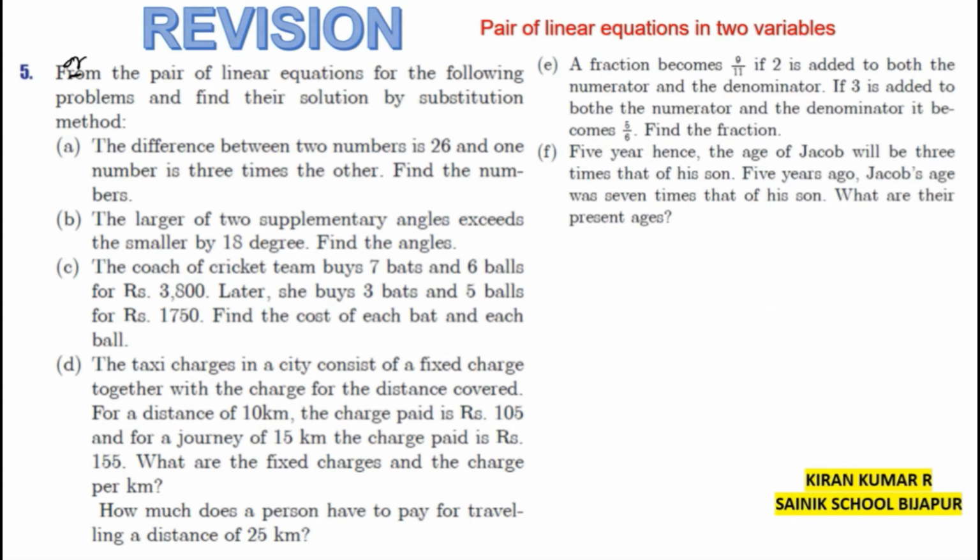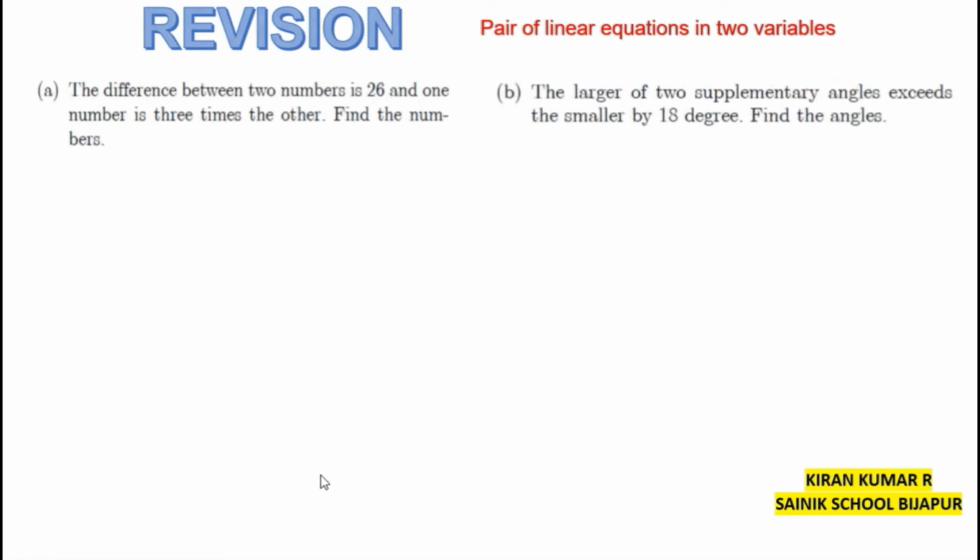Let us solve one by one. I have taken the first two questions in this slide. Look at the first one. The difference between two numbers is 26 and one number is 3 times the other. Find the numbers. It's easy. The difference of the numbers is 26. I have taken the numbers as x and y such that x is greater than y. And the number is 3 times the other number, 3y. Let this be equation 1, let this be equation 2.